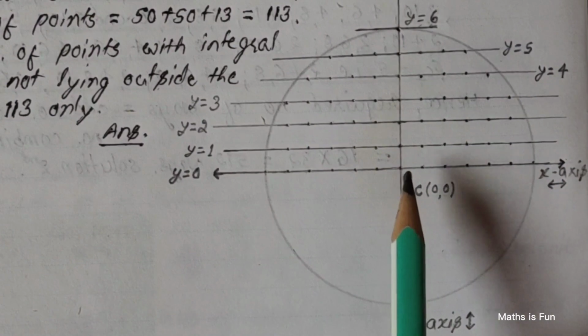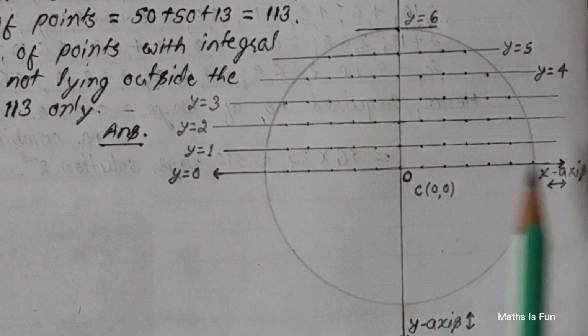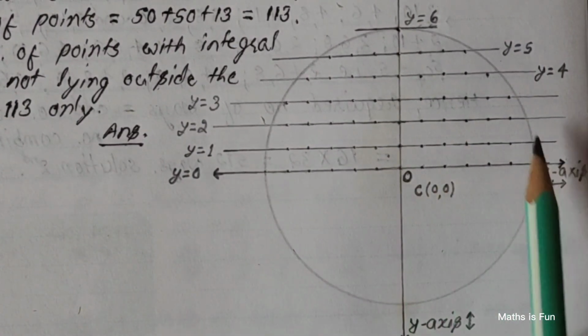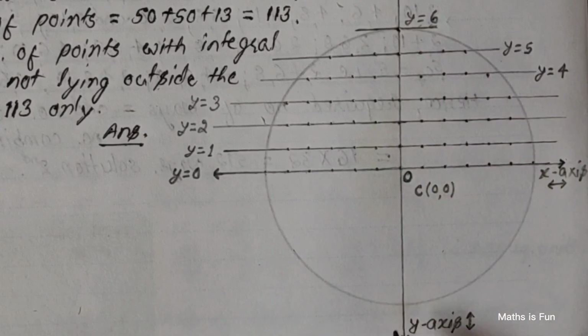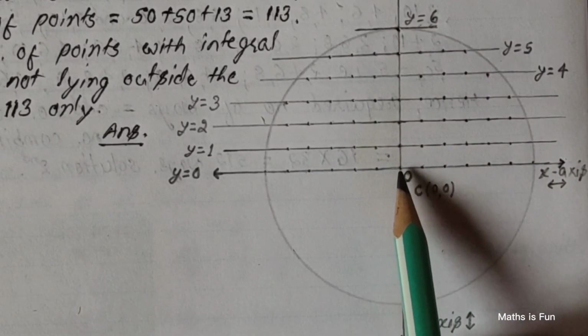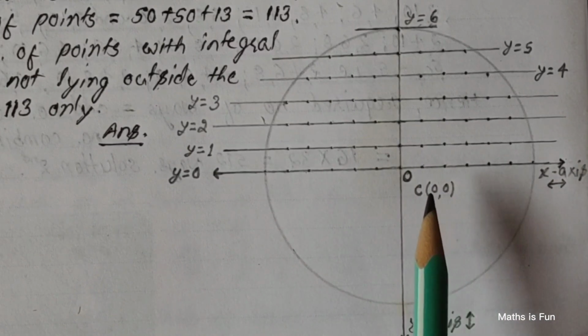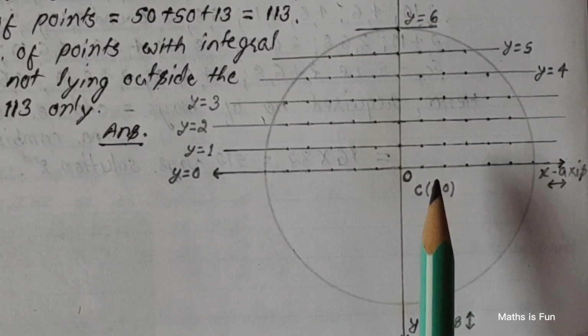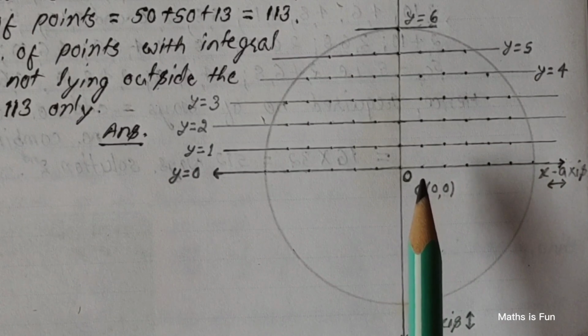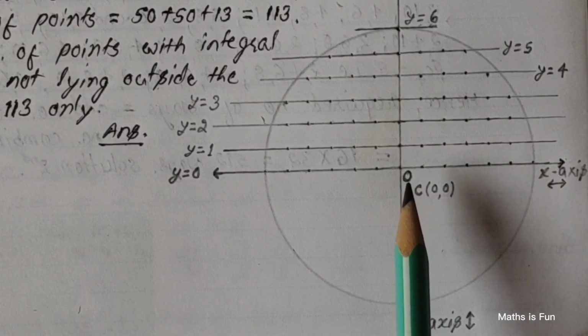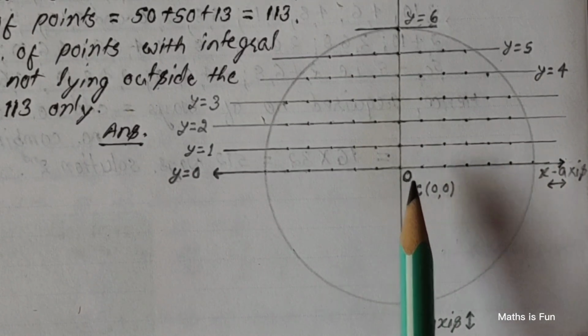So here in this diagram you can see the xy plane. This horizontal line is the x-axis, whereas this vertical line is the y-axis, and this is the center O of the xy plane. Now it is given in the question that we have a circle with the center C as (A, B) and its radius is 6 units.